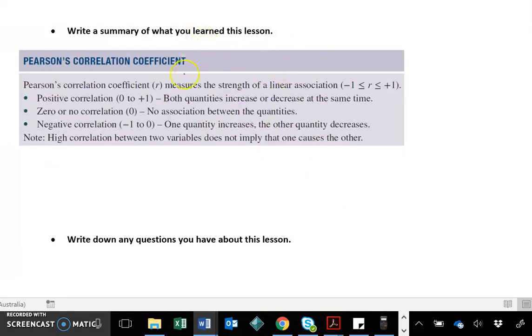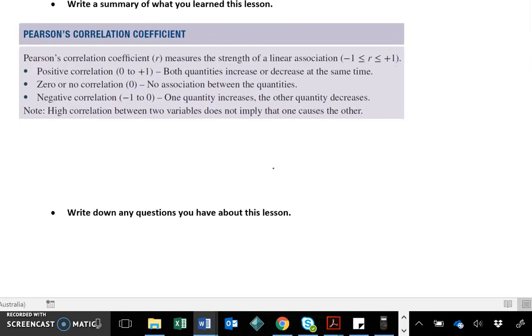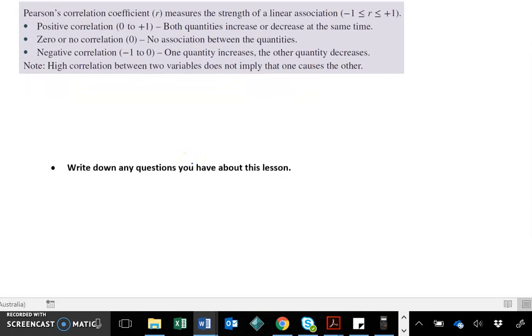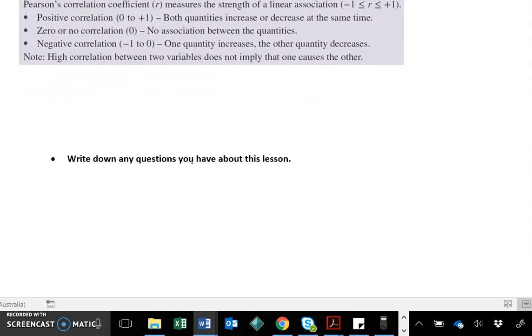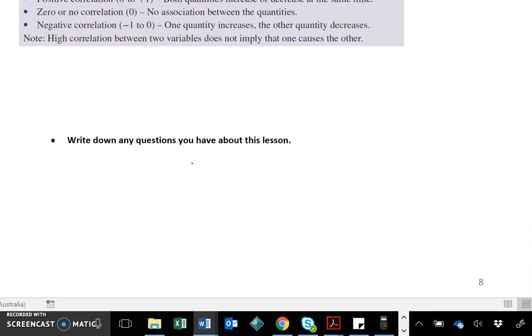Just remember that this correlation coefficient describes the strength of a linear association or relationship. It lies between -1 and 1. For a positive correlation, it will be between 0 and 1, and this means if one thing goes up, the other thing goes up. If one thing goes down, the other thing goes down. 0 means there's no relationship, that your scatter plot will be all over the place. Negative correlation is between -1 and 0. So if one thing goes up, the other goes down, kind of like inverse variation, if you like. And high correlation doesn't always mean that one thing causes the other.